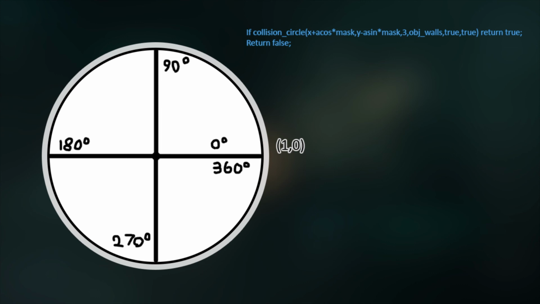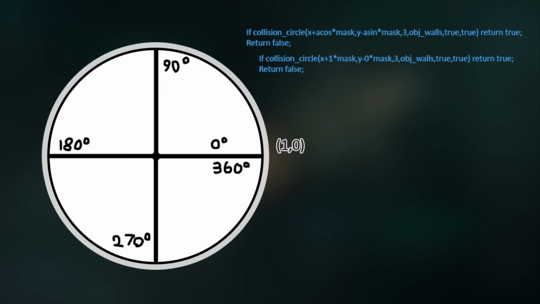So, if we place those numbers in place of a cos and a sin, we get x plus 1 times mask, and y minus 0 times mask. Now, as you know, hopefully, 1 times anything is always equal to itself, and 0 times anything is always equal to 0. So it would be the same as before we added sine and cosine, just x plus mask, y by itself. Nothing changed, but that's only because we looked at it at 0 degrees, when he would be standing flat.